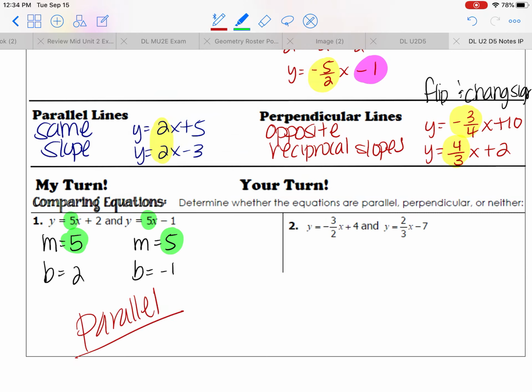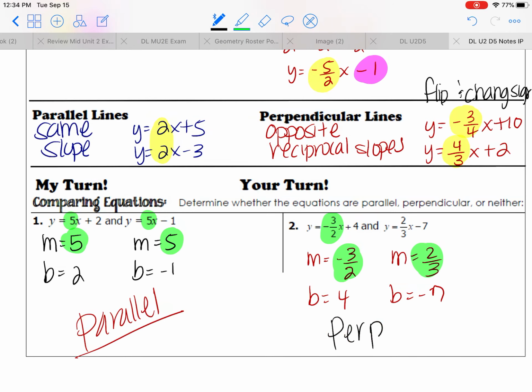Now looking at the next one, the slope of the first equation, y equals negative 3/2 of x plus 4, is negative 3/2. The y-intercept is 4. The second equation, y equals 2/3 of x minus 7. The slope is 2/3. The y-intercept is negative 7. So what do you notice here? The slopes are opposite reciprocals. So what do we say? When they have opposite reciprocal slopes, then the lines will be perpendicular. All we care about is that slope.